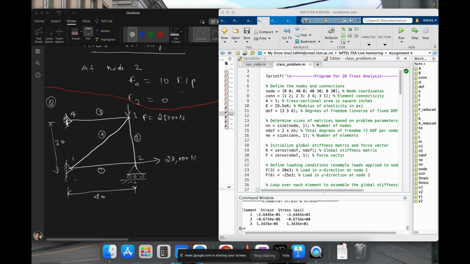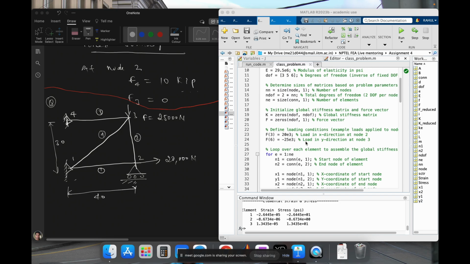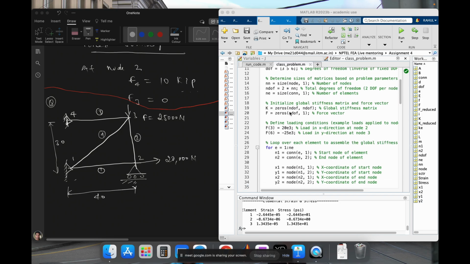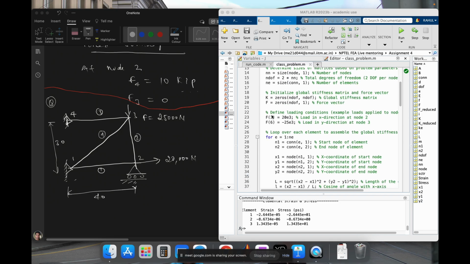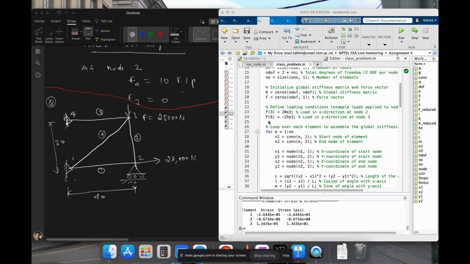And for node 4 every displacement is 0. Okay, so here we have already initialized. Now we need to write the force boundary conditions. Here you can see that at node 2, what are the forces? F3 and F4.